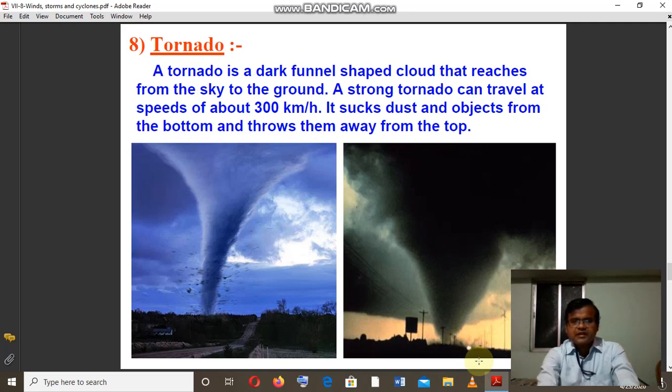Tornado. A tornado is a dark funnel-shaped cloud that reaches from the sky to the ground. A strong tornado can travel at a speed of about 300 km per hour. It sucks dust and objects from the bottom and throws them away from the top. This is a diagram of tornadoes.